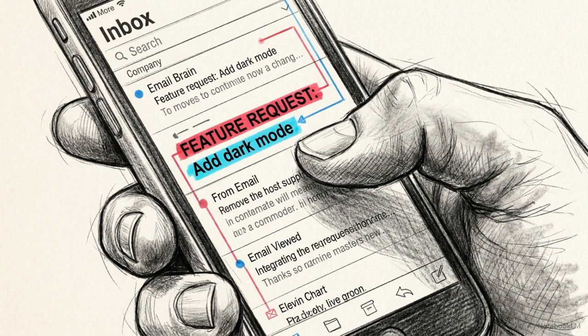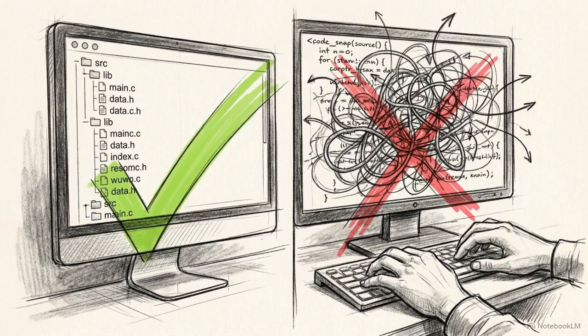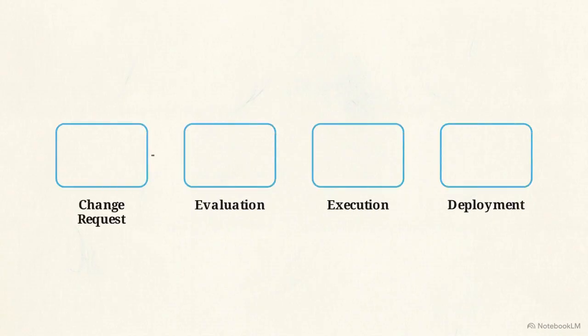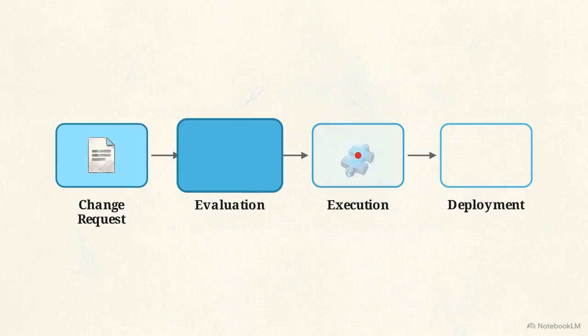This entire cycle usually begins with a simple user request for a new capability. To fulfill that request safely, an engineering team cannot just open up the source files and start typing. Instead, the request must pass through a strict sequence known as the change control workflow. A change request is submitted, evaluated for impact, executed by the engineering team, and finally deployed back to the users.